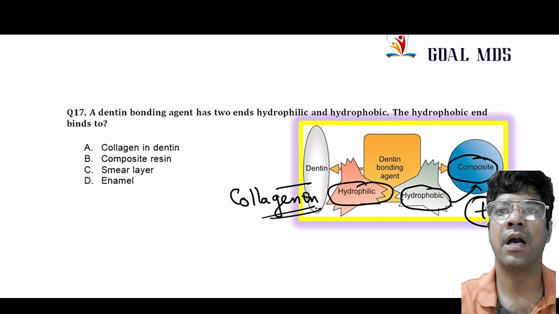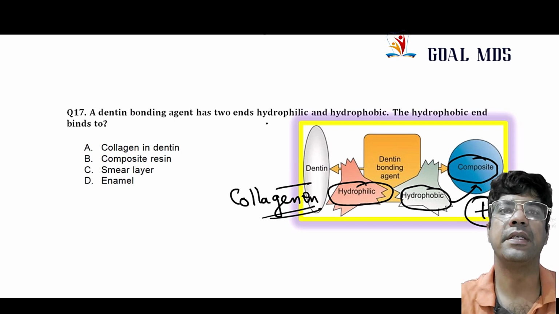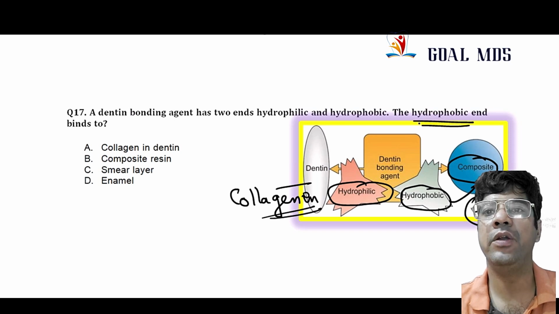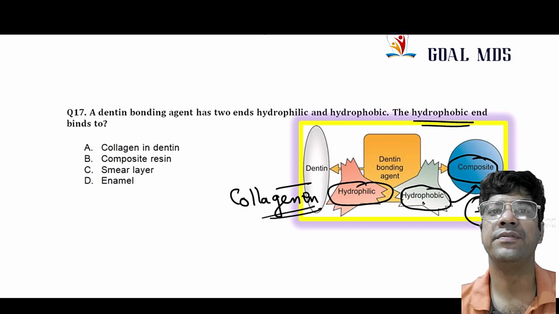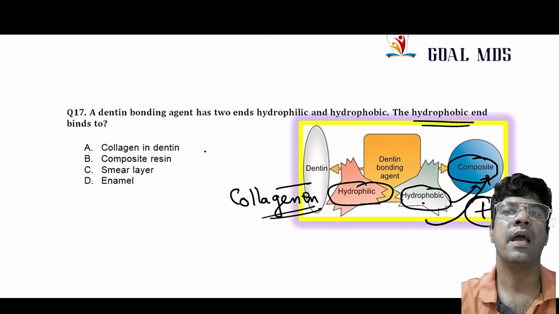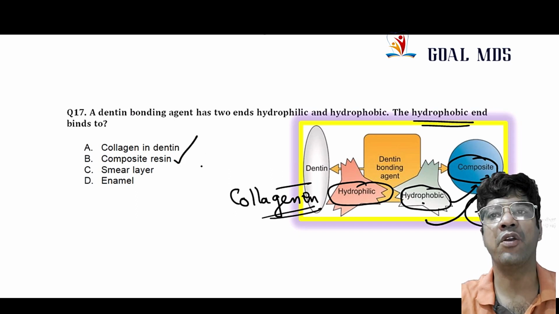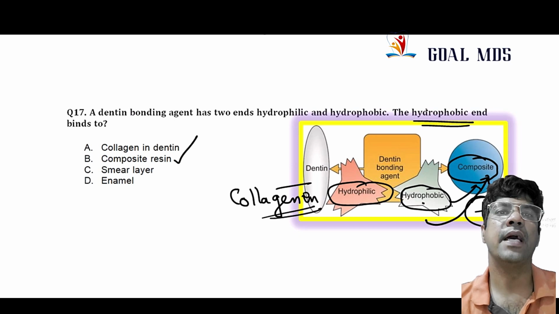So here the hydrophobic end is asked. Hydrophobic would bind to composite, so the answer would be composite resin. And if the question was asked what the hydrophilic end binds to, then the answer would be collagen in the dentine.